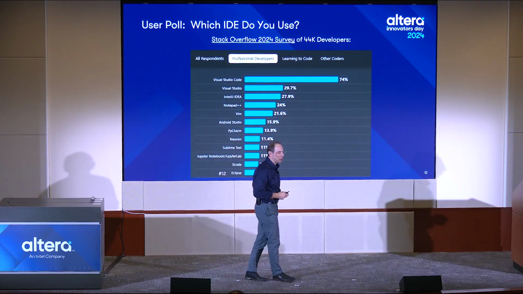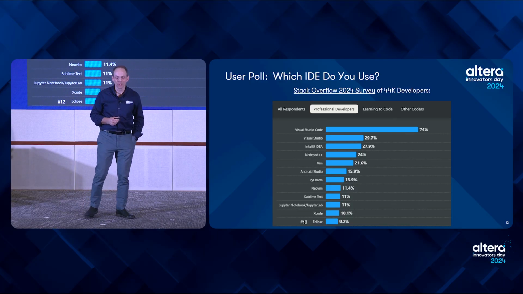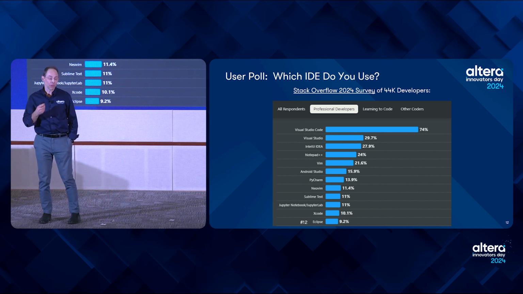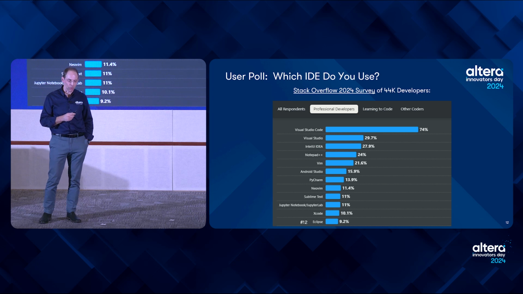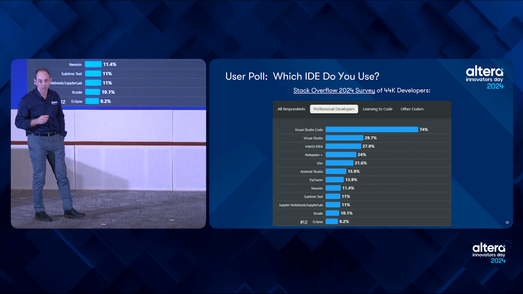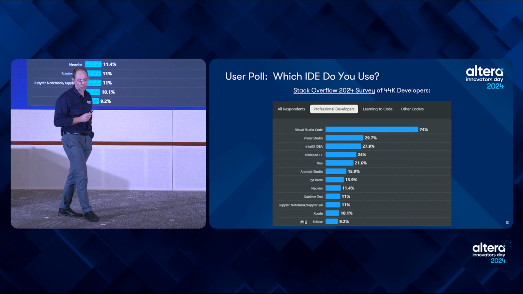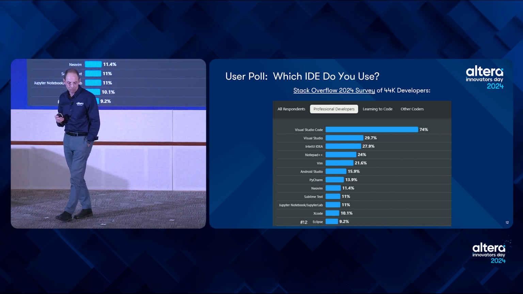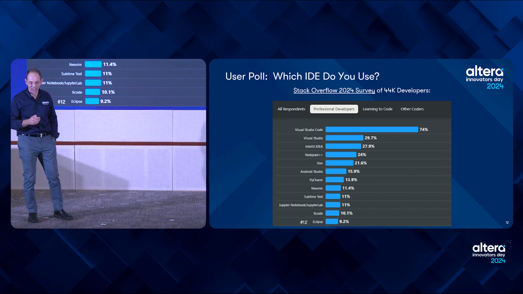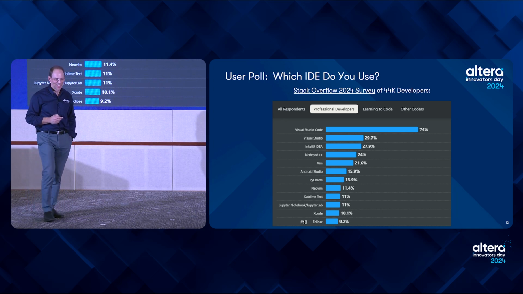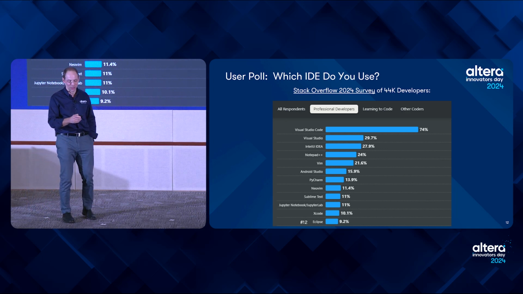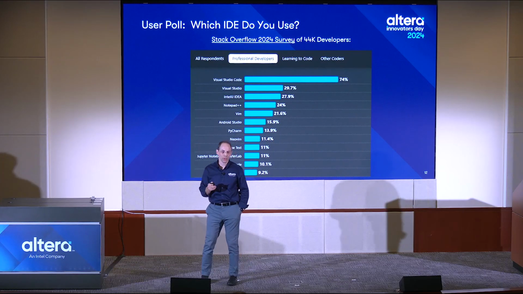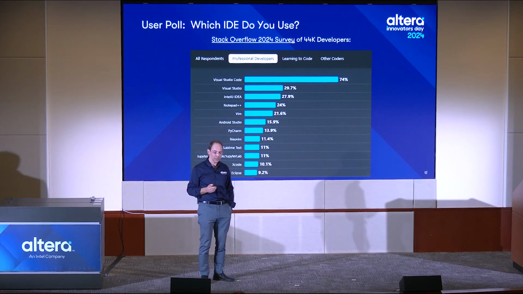Okay, so back in 2024, there's a Stack Overflow survey that was done with 44,000 professional developers. And as you can see the results here, 74% of them were using Visual Studio Code, and another third was using Visual Studio. You can see that Vim is sitting there in 5th place, and Eclipse is way down there in 12th place with 9.2%. So that shows you where the industry is kind of heading.